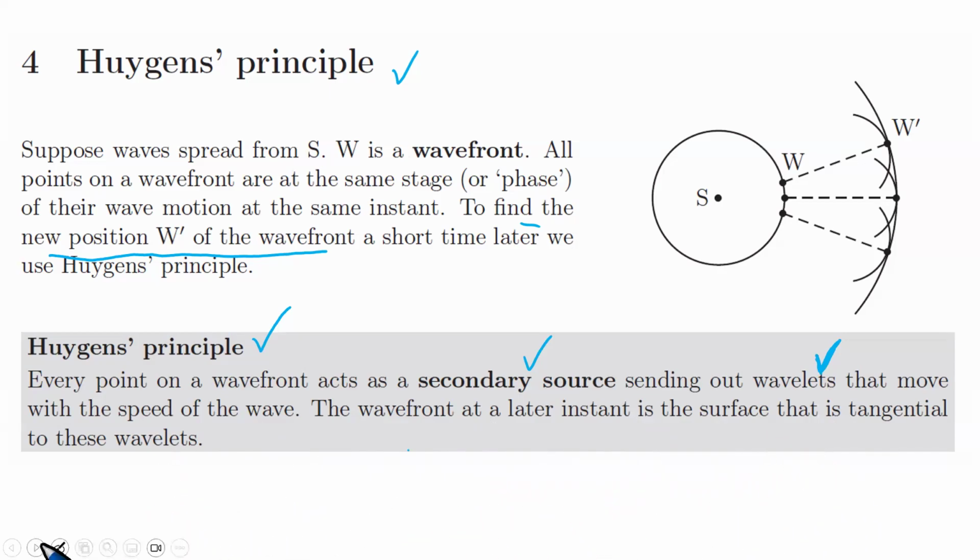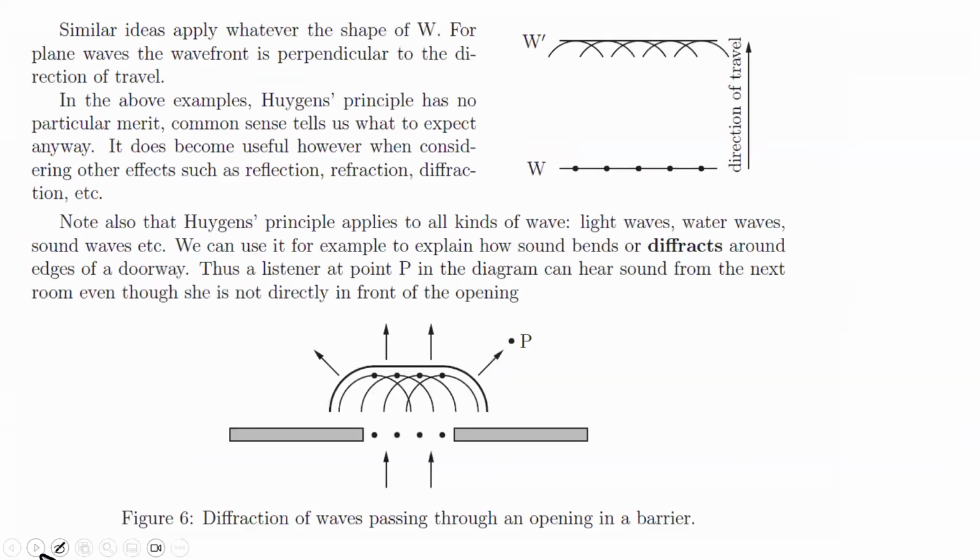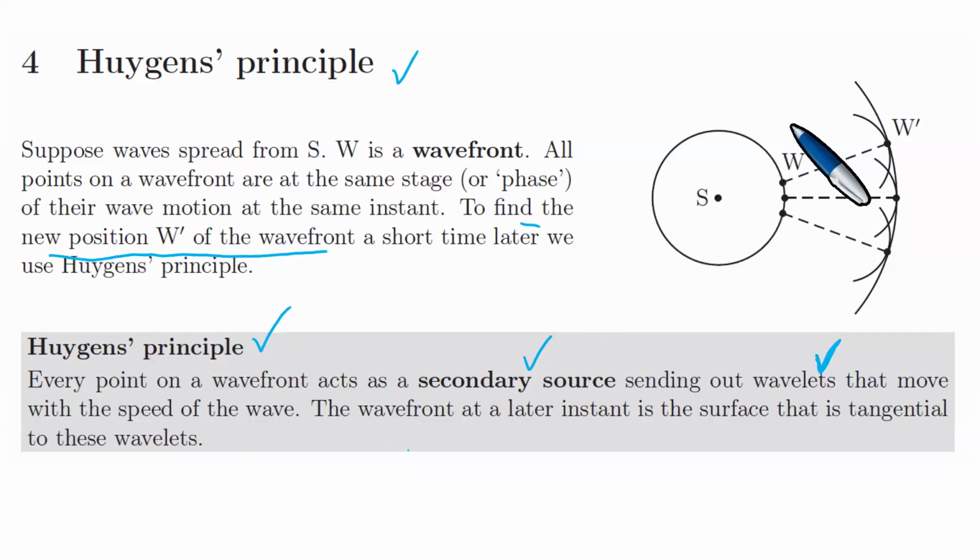Let us look at the next point. So in other words, you have a wavefront here, but there's another wavefront there at a later stage. And this wavefront at the later instant is the surface that is tangential to these wavelets.